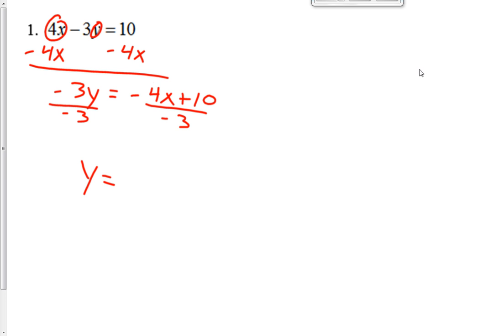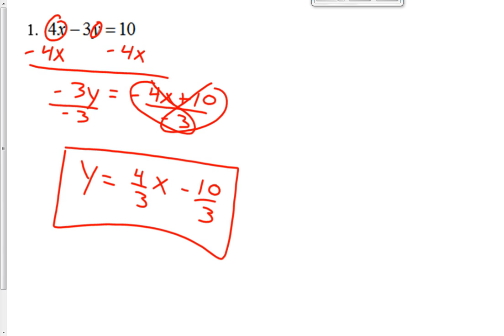So y equals a negative 4 over a negative 3, which is a positive 4/3 x, and 10 divided by a negative 3 is a negative 10/3. So there's your answer in slope-intercept form.